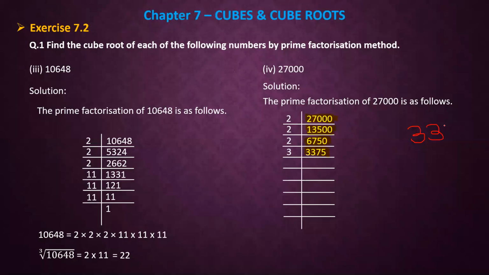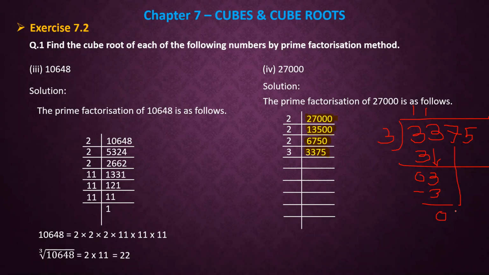So 3,375 divided by 3. Here 3 ones are 3. So 3 minus 3 is 0. Again, we have to bring the next 3 down. Again 3 ones are 3. Again the remainder is 0. We have to bring the next 7 down as it is. Then 3 twos are 6, and the remainder is 1. And again, we have to bring the 5 down. So we are getting the number 15.